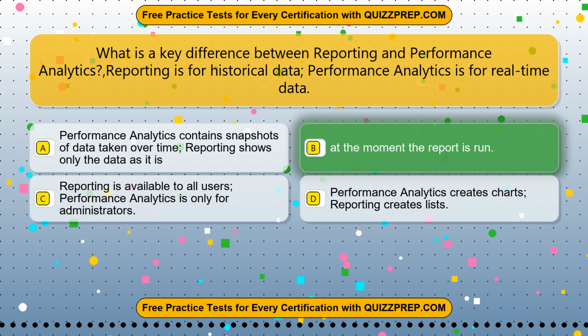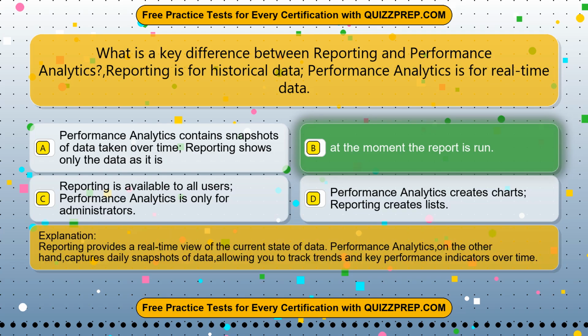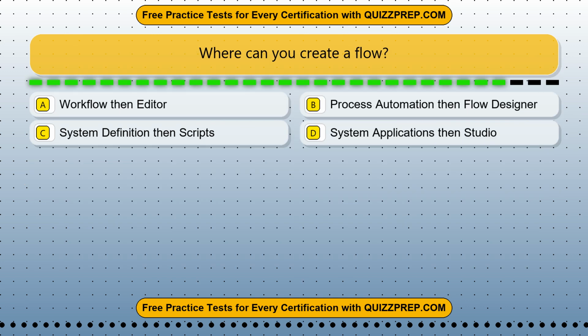The correct answer is option B, performance analytics contains snapshots of data taken over time, reporting shows only the data as it is at the moment the report is run. Reporting provides a real-time view of the current state of data. Performance analytics, on the other hand, captures daily snapshots of data, allowing you to track trends and key performance indicators over time. Question 51. Where can you create a flow?